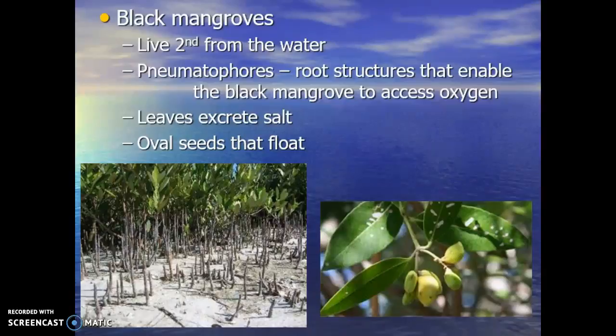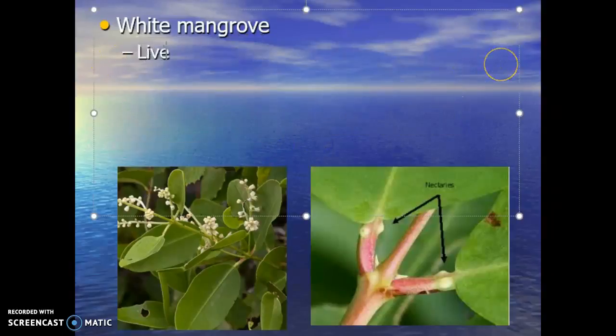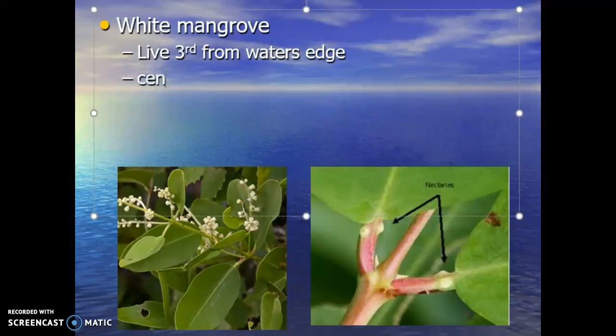Okay, so this is the second mangrove you'll see as you walk from the shore inland. Go a little further and we get into the white mangroves. Now what we'll see with white mangroves, they live third from the water's edge. So you got to go red mangroves, black mangroves, white. Red, black, white. We get to the white mangroves, and it's interesting, they kind of take some features from both red and black. These guys can grow prop roots and pneumatophores.